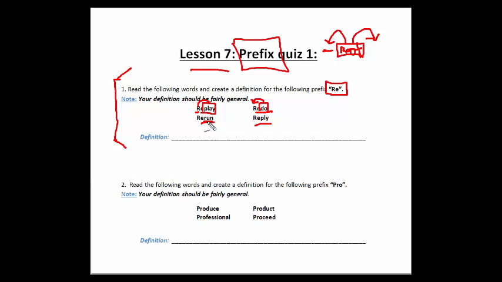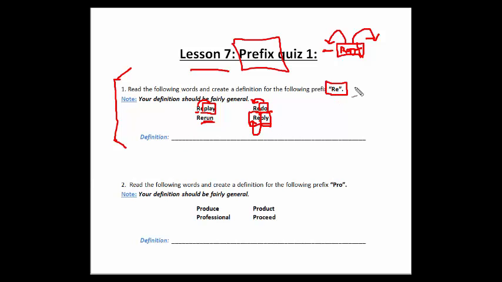Rerun. Run is the root word. Re is the prefix. Rerun. We're going to run again. We're going to rerun the movie. And reply. The root here is ply, like to apply. And when you reply, it is to do it again. You're going to send a letter in reply to somebody that sent you a letter first.